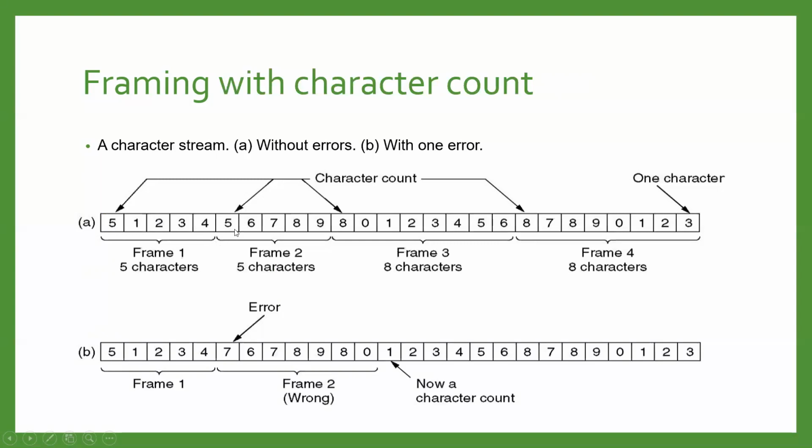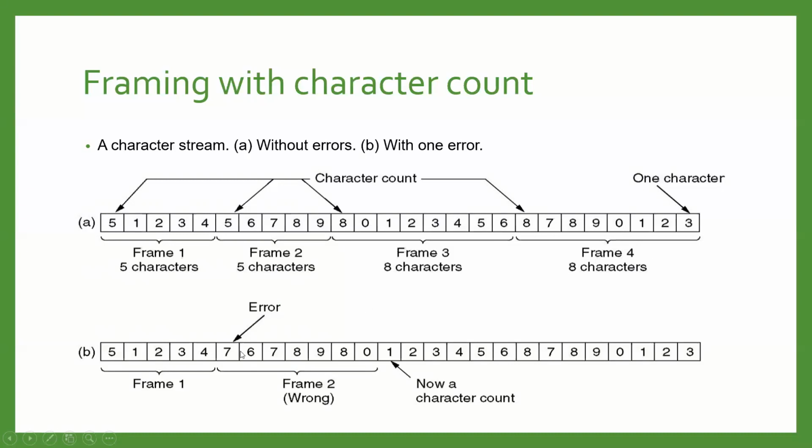Now the second frame also contains the count 5. That means a total of 5 bytes are present, counting this one also. So 1, 2, 3, 4, 5. Then in the third frame, the character count is 8. That means 1, 2, 3, 4, 5, 6, 7, 8. That means this is the end of the frame. Now here is again the count 8, 1 through 8. So this is all about the character count, which identifies the start and the end of the frame to the receiver.